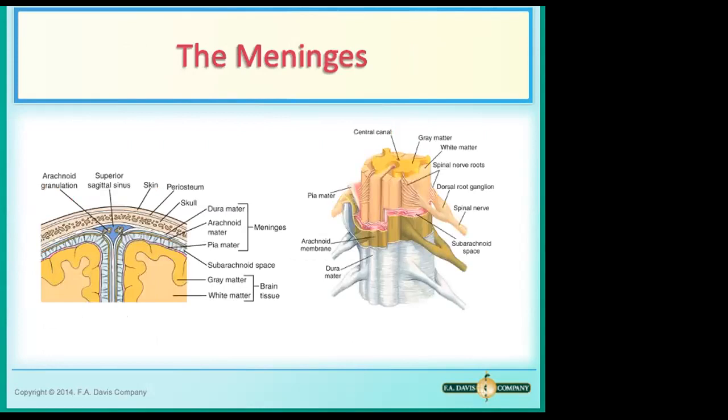Here's a picture. This picture is actually from your book that I like because it shows you the layers of the meninges. In A, on the left side, what you see is the layers of the meninges of the brain. And on the right side, what you're seeing is the layers of the meninges in the spinal cord. As I said, you have these 3 layers: the dura mater, the arachnoid, and then the pia mater. And the same thing in the spinal cord, you have the dura mater, the middle arachnoid layer, and then the pia mater layer.